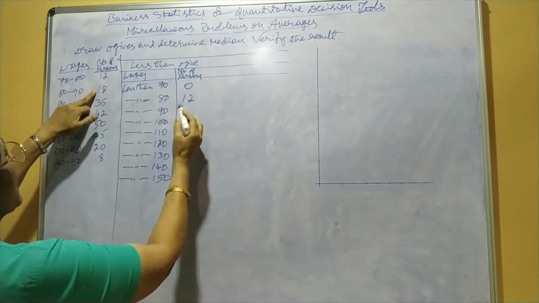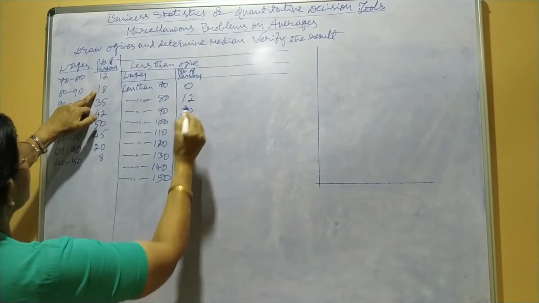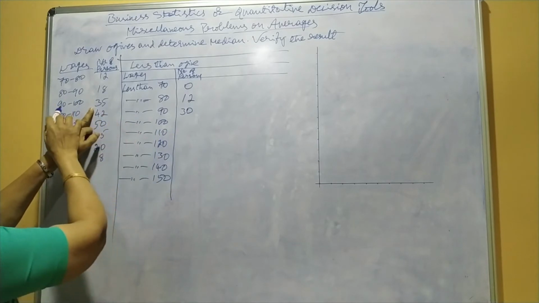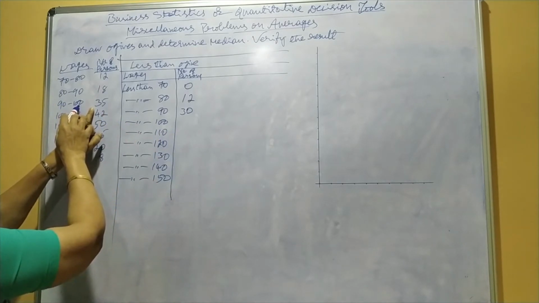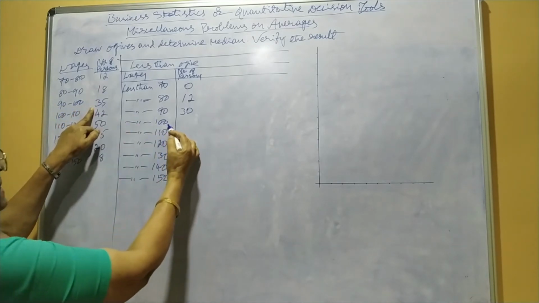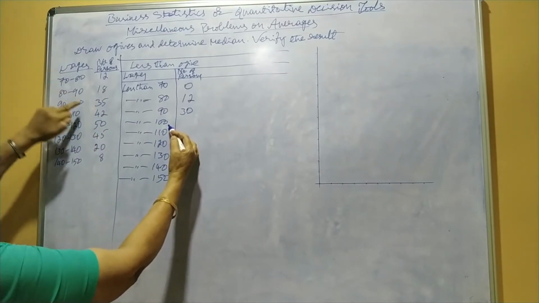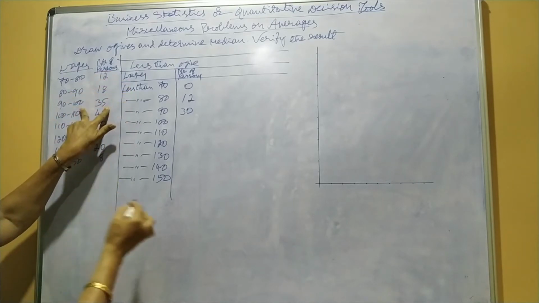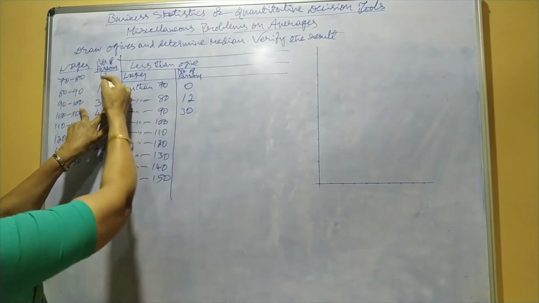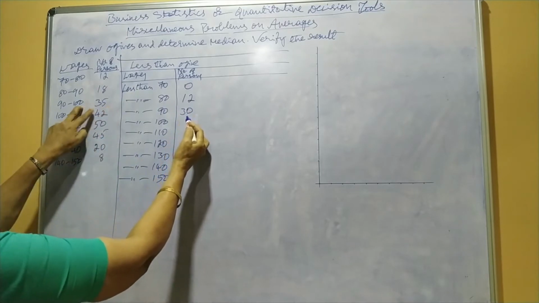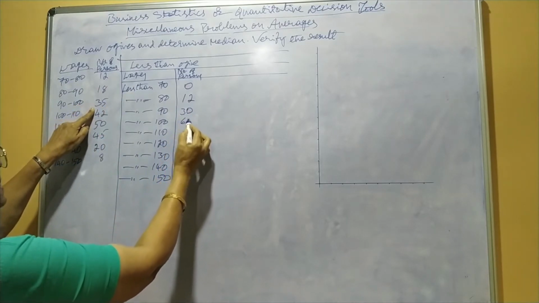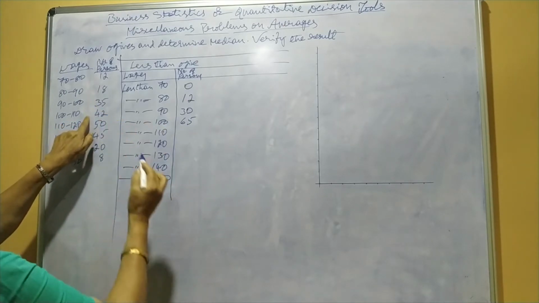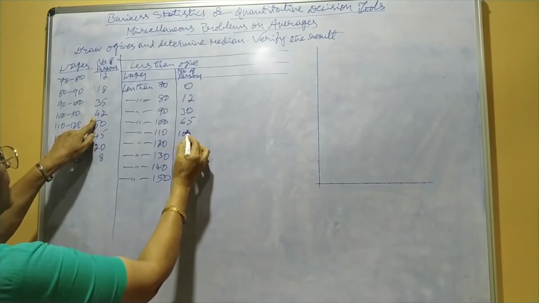12 plus 18, 30. Then less than 100. Here it is more than 90 but less than 100. Less than 100 means more than 70 but less than 100, so it includes all these three classes. Here we have taken 30, that is 18 plus 12, 30. To 30 add 35, 65. Next, less than 110: 65 plus 42, 107.